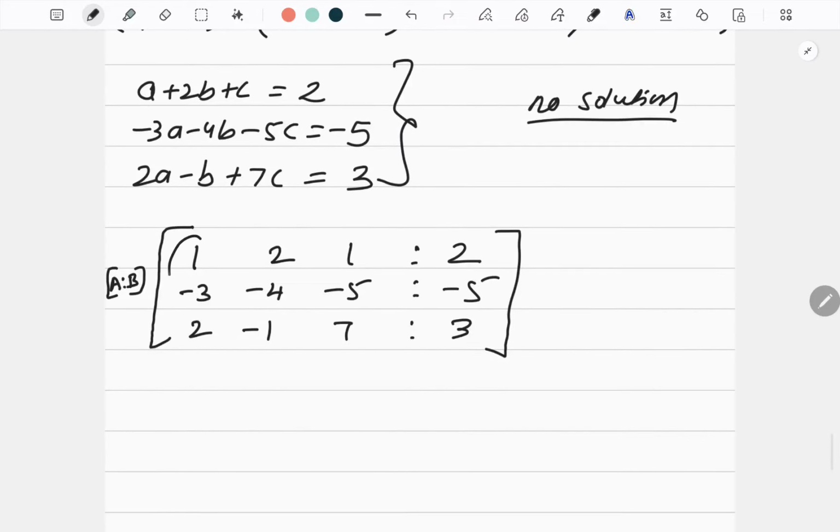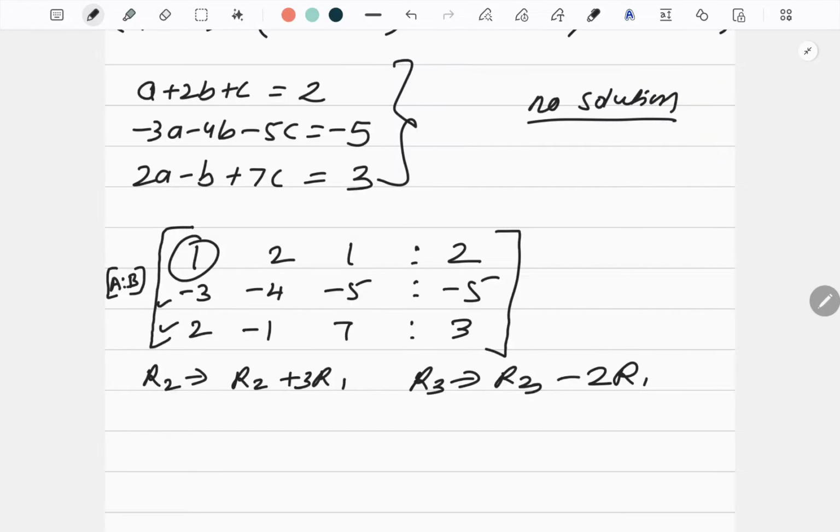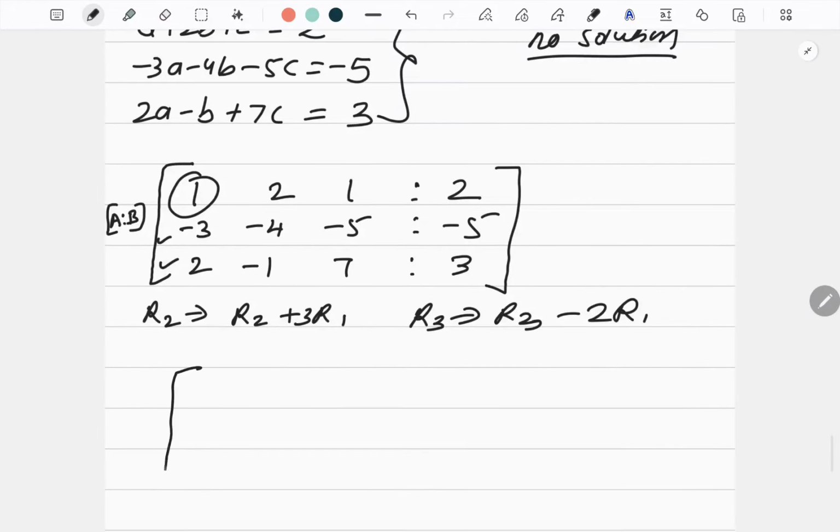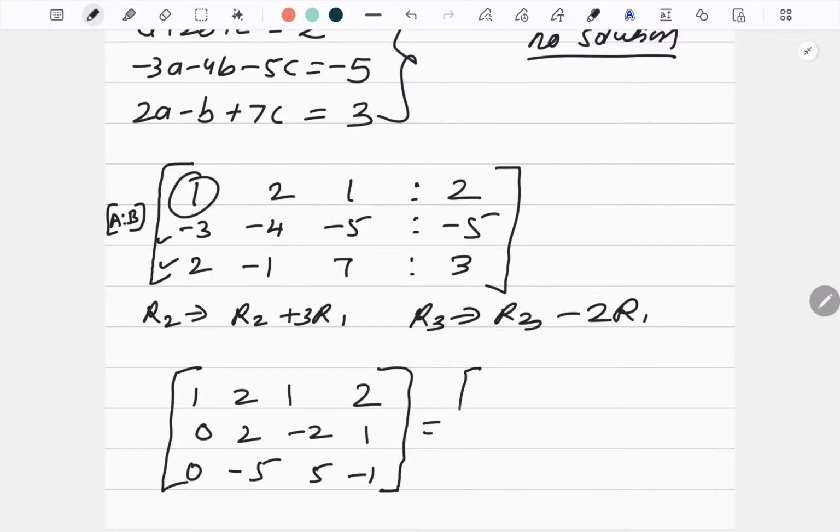And what is the concept? Using this one, make these two numbers 0. So what operation can I apply? In R2 I can apply R2 plus 3R1, and in R3 I can apply R3 minus 2R1. Correct? When you do this, you will get 1 2 1 2, 0 2 minus 2 1, 0 minus 5 5 minus 1. Those who don't know the concept, please go through the video on system of equations. You will understand it clearly.